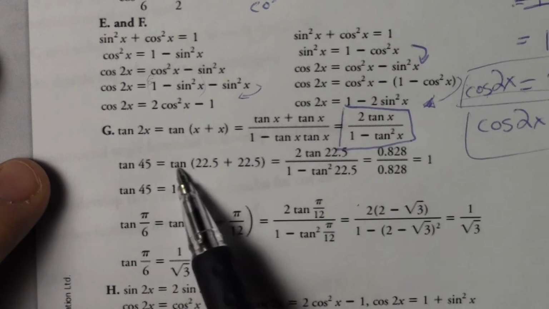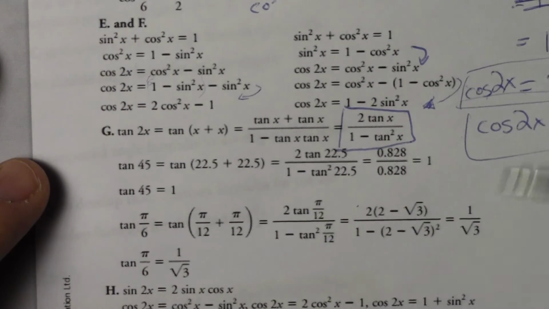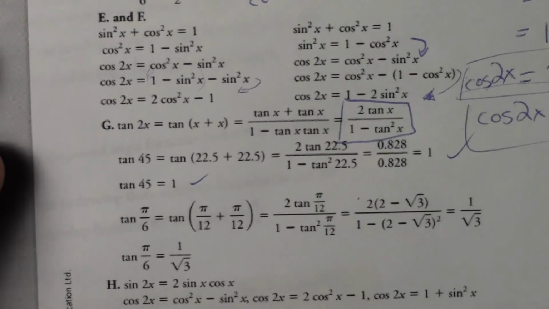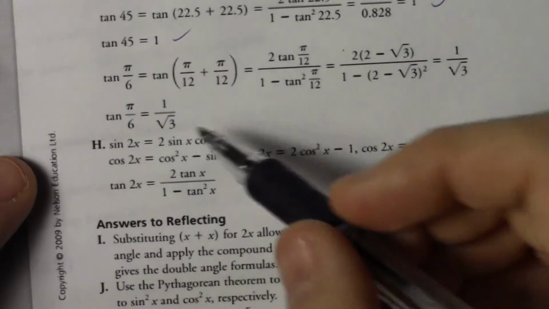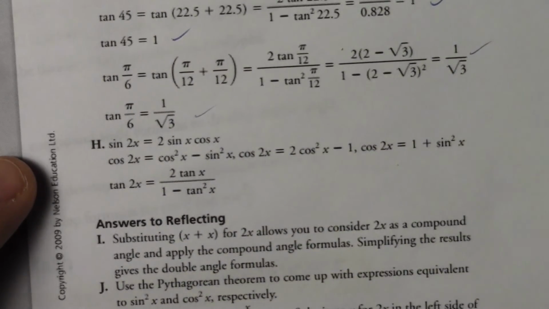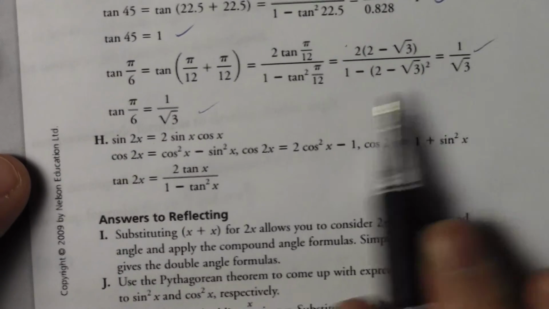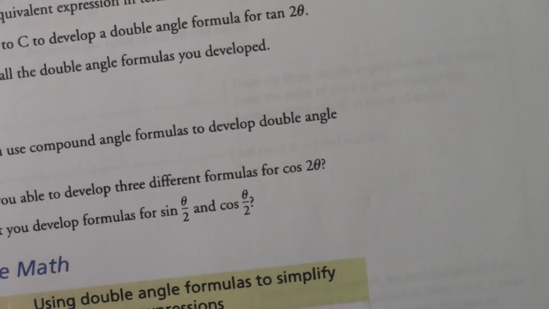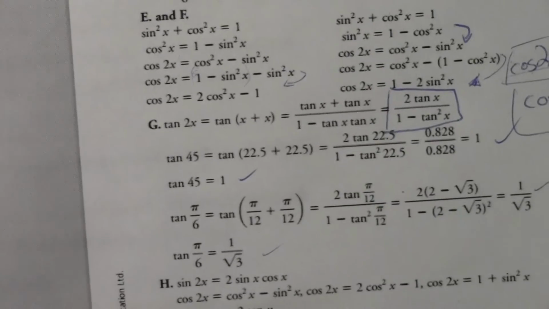We verify it by using 22.5. We figure out that it's equal to 1. We know tan 45 is 1, so we're good. They verify it again, and they get the same answer, 1 over root 3, verifying it for 30 degrees. Okay? The last part says make a list of all the double angle formulas you developed.